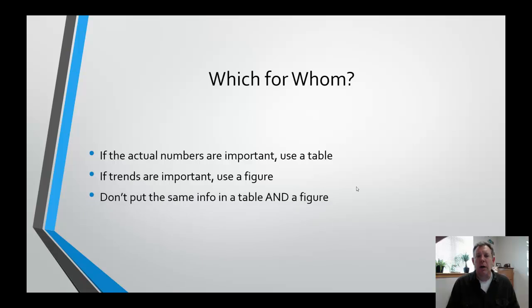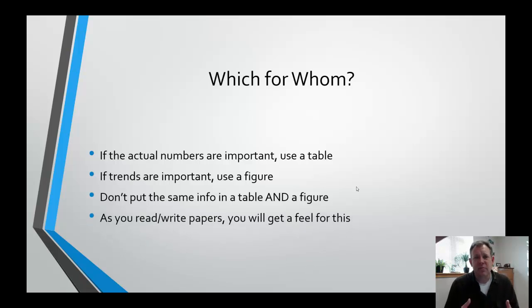One thing that I see a lot of students do is that they put the same information in both a table and a figure. And to me, that's redundant. I would think that either you need to have a table or a figure, but you don't have the same information in both. Now, I realize that this is a little bit vague, it's not clear-cut, but as you read papers and as you write your own papers, as you work on this, you'll get a feel for what should go in a table and what should go in a figure.